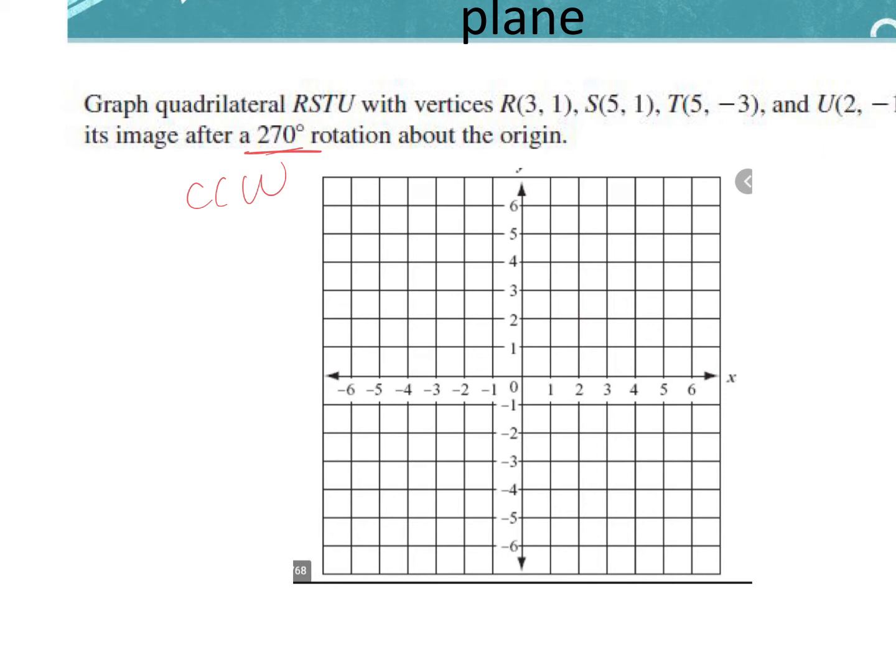And before we do anything, let's write down the rule that we have to apply. So if my coordinates were A, B, how am I changing my coordinates for a 270 degree rotation counterclockwise? Very good. It's -B, A. I think it's -A. I put -B, A.